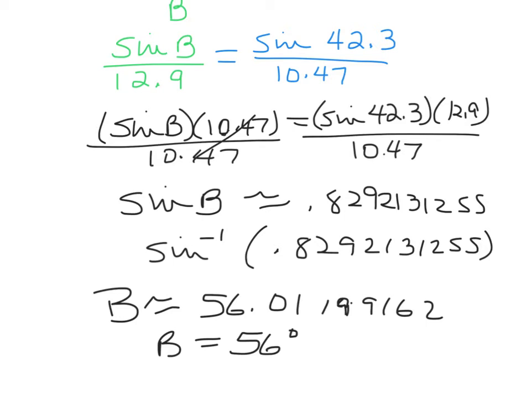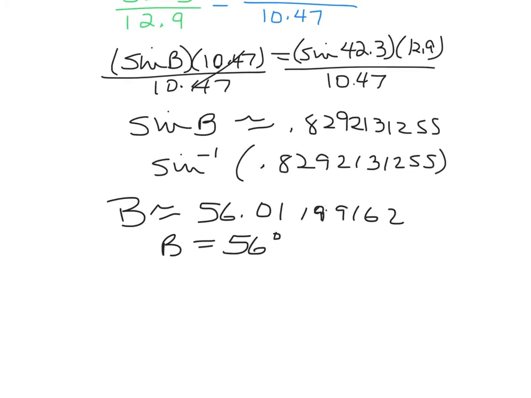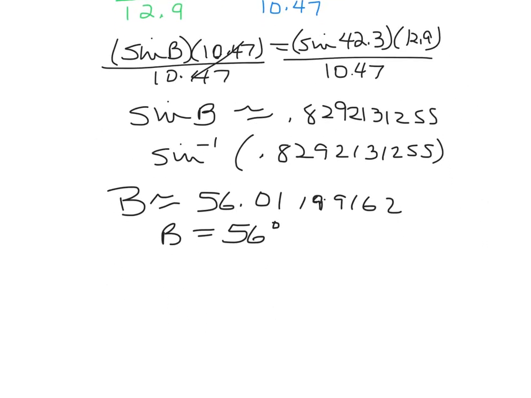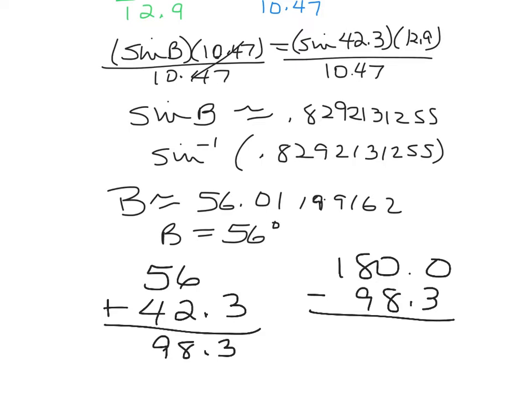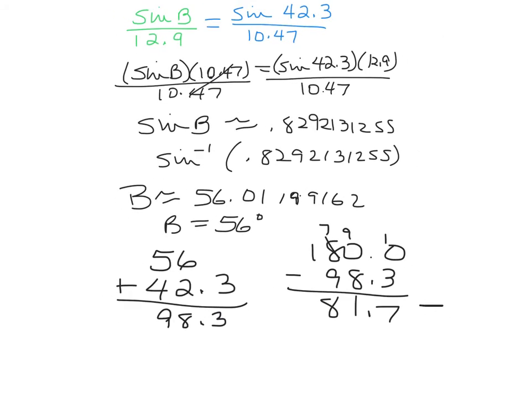Now to find the last piece of missing information, I'm going to take the angle I just calculated, plus the one I had at the beginning, add that and subtract it from 180. So 56 plus the original 42.3, and I get 98.3. I'm going to subtract that from 180. And my last missing piece is going to be 81.7. So this is the last missing angle, and that's angle C.